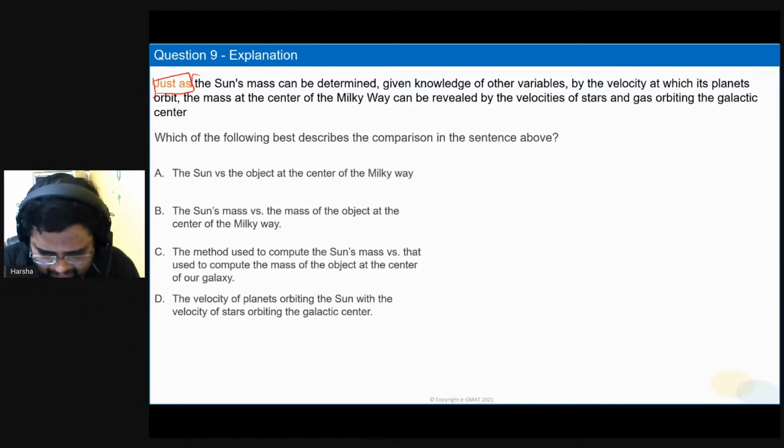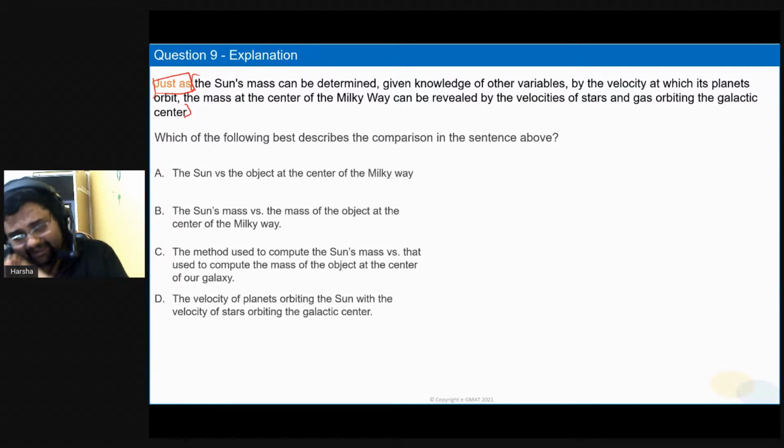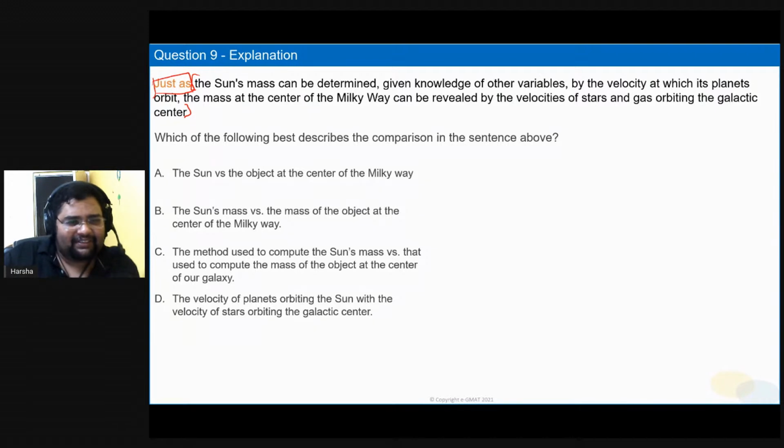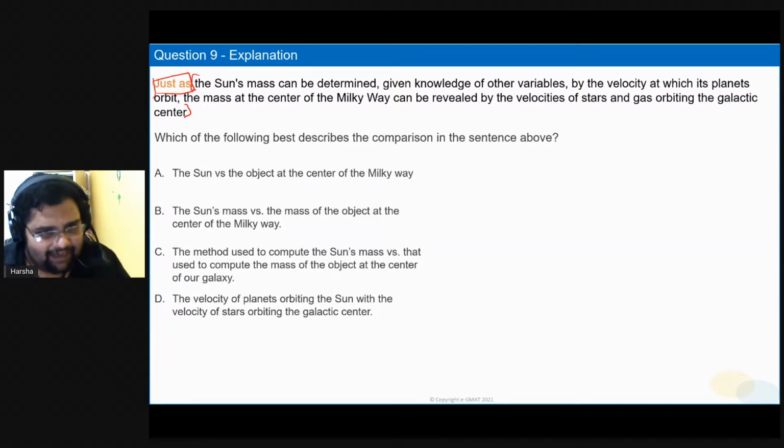Here, the two entities being compared, again, this is an example where you need to be very careful with how it's written. The two entities that are being compared are not actually the mass of the sun versus the mass of the object. If you were comparing the mass of the sun to the mass of the object, for example, that's your option B, then you would say, hey, the sun's mass is so much bigger than the mass at the center, or vice versa. You're not comparing those things. If you went for option B, what you're essentially saying is these two masses are similar. Just as is indicating that these two entities are similar, just as A, B, just as X, Y. And so X and Y are somewhat similar.